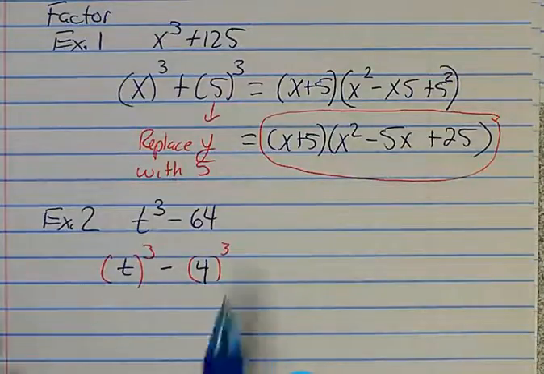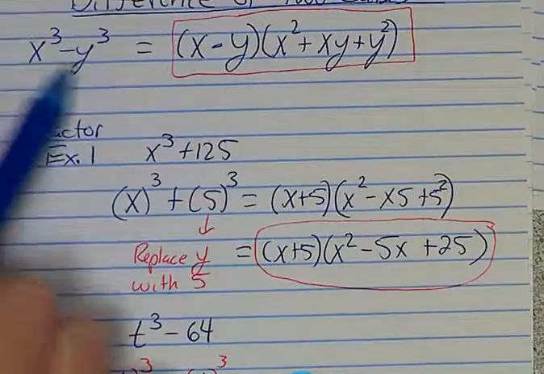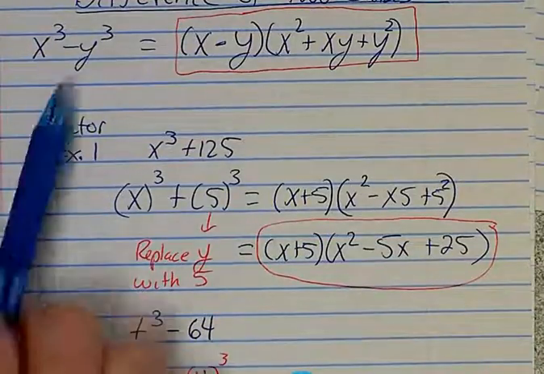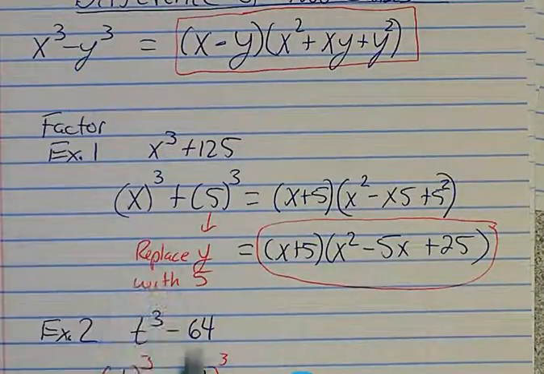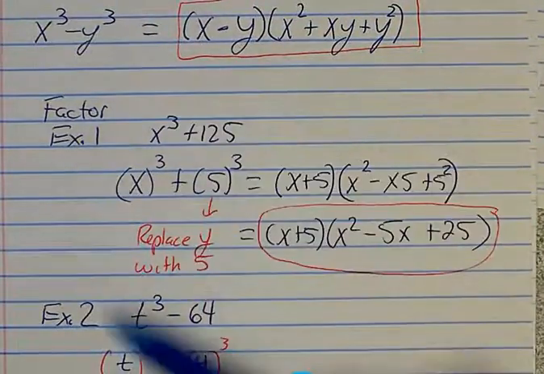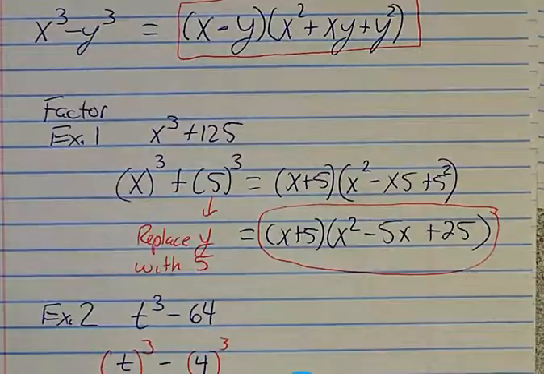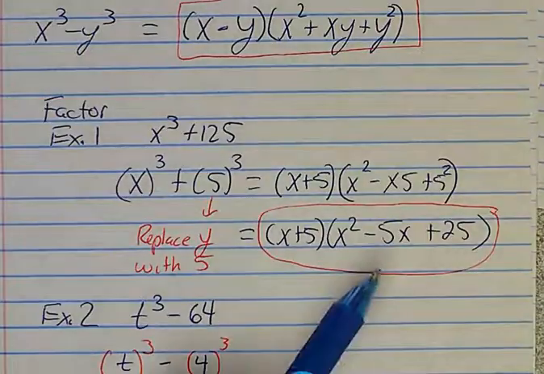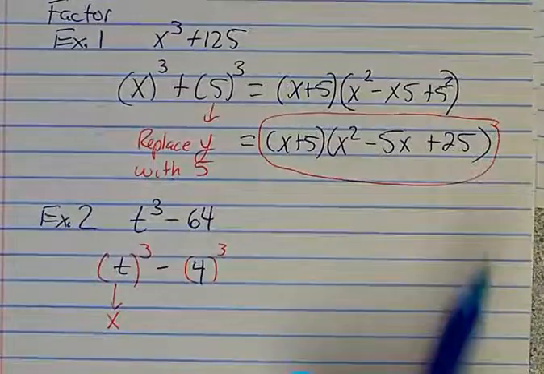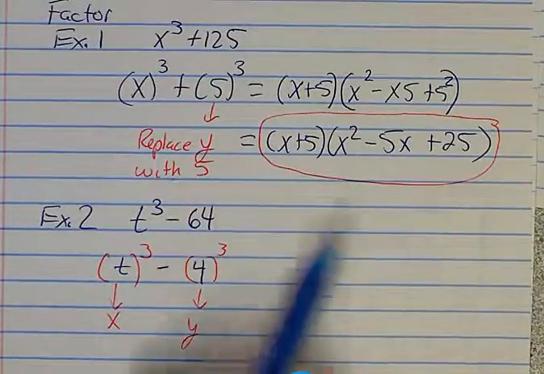So in the other problem, the formula up here, we had x cubed minus y cubed. Everywhere we had x now, we're going to replace it with t. Everywhere we had a y, we're going to replace that with a 4. So we're taking the x, replacing it with t, taking the y, replacing it with a 4. So t basically becomes our x, and then this 4 is basically what we're going to replace y with.